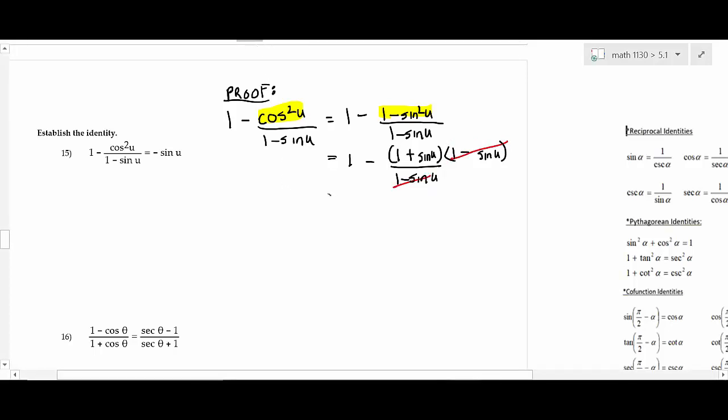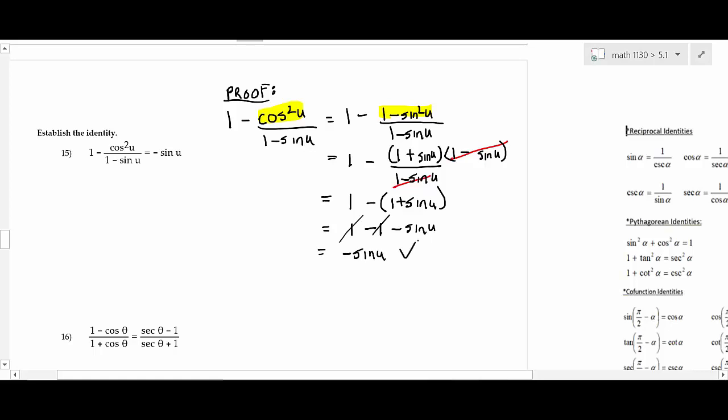So this entire factor cancels with that. Let's write down what we're left with. We have 1 minus parentheses 1 plus sine u like that. Now we're getting closer. So now we can take off the parentheses. You'd have 1 minus sine u. The 1's would cross out, and you've got what we're trying to get.